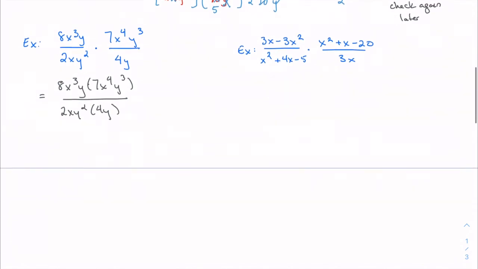So kind of going to simplify this, I'm just going to move on to the next page down here. 8 times 7 is 56. My laws of exponents allow me to add powers, so x to the 7th and y to the 4th.